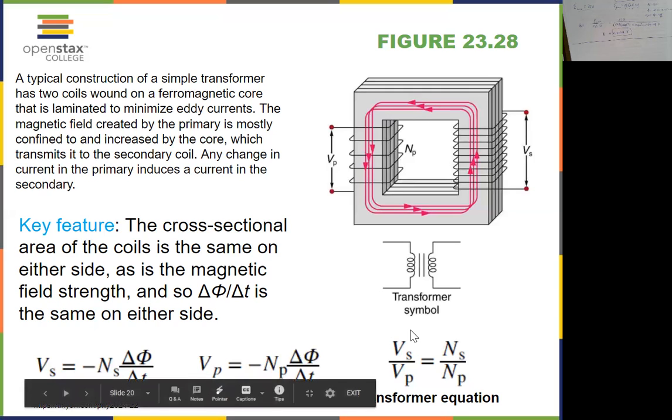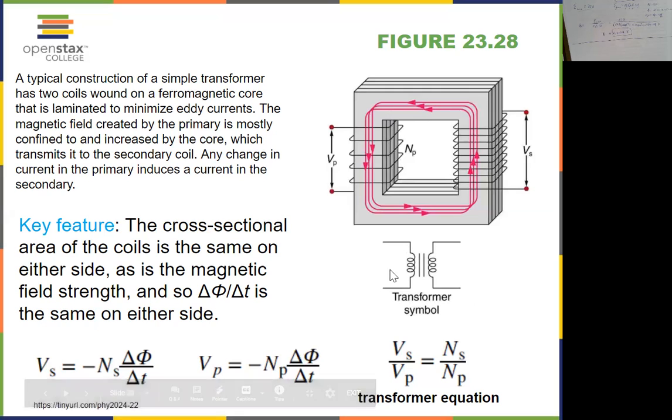In a circuit, if you see this symbol, it refers to a transformer. This is the symbol for a transformer. You can see this is one coil and this is another coil, with two lines in between. That's the sign for a transformer.